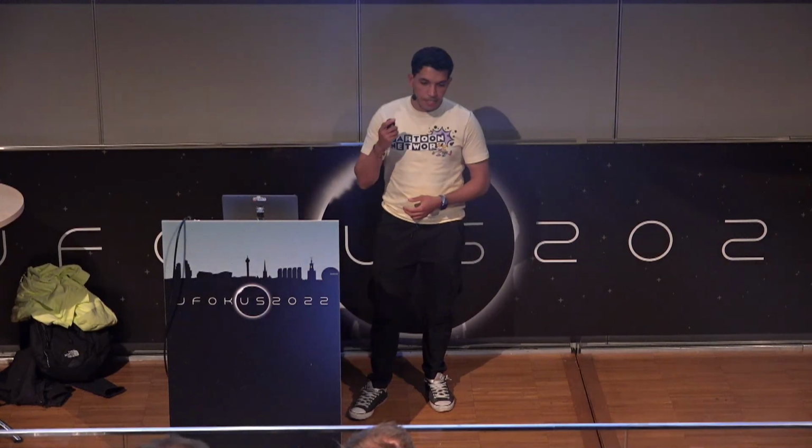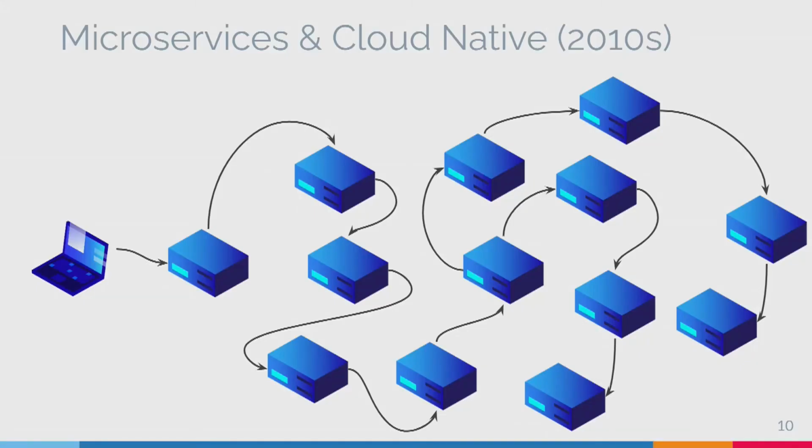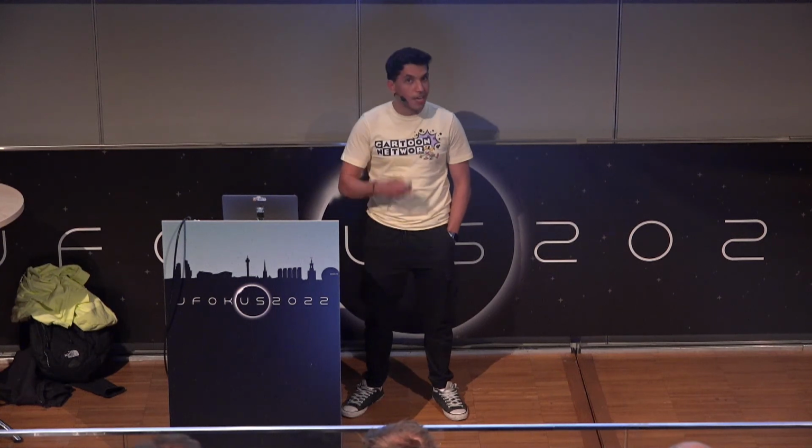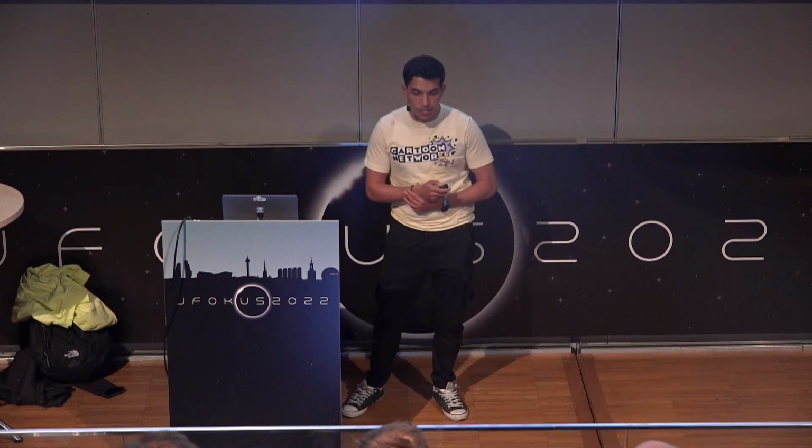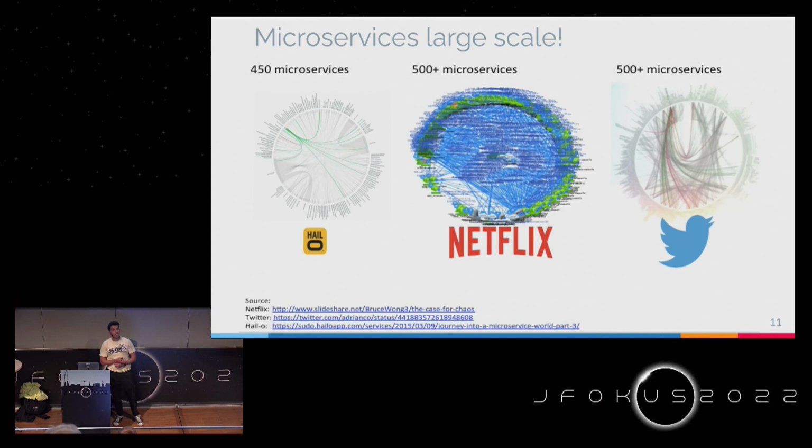Then, in the 2010s, the 2010s was about making everything smaller. We moved toward dumb pipes, multiple services, probably written in different languages. But we stumbled upon different kinds of issues. The more services we have, the more problems we faced. But it does scale really well.